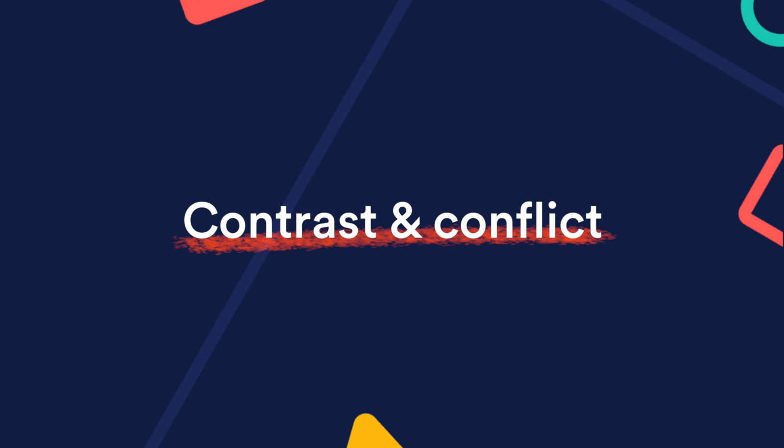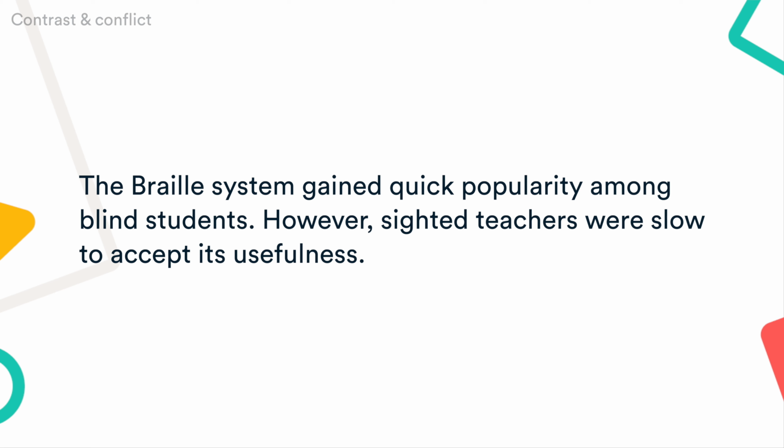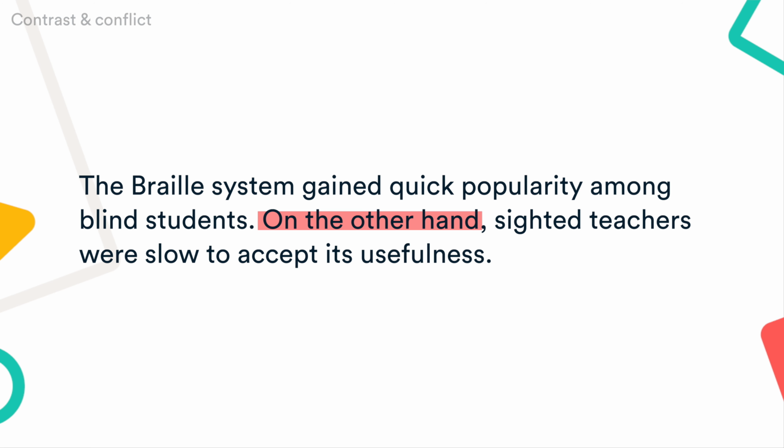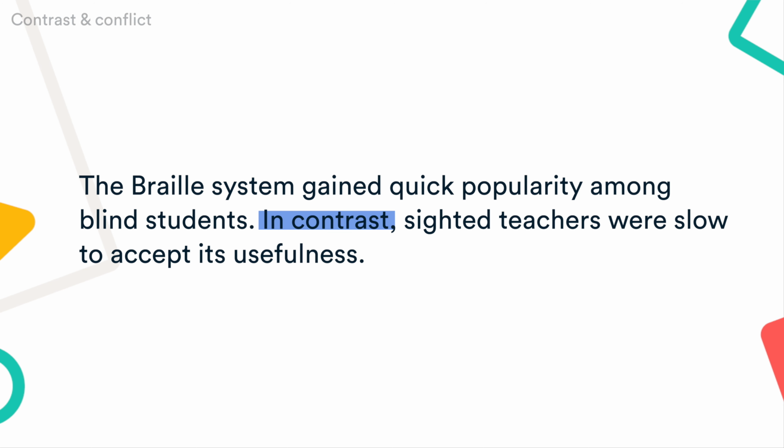You can use transitions to make contrast or signal disagreement. In this example, transitions like however, on the other hand, or in contrast can be used to highlight the difference in attitude between blind students and sighted teachers.